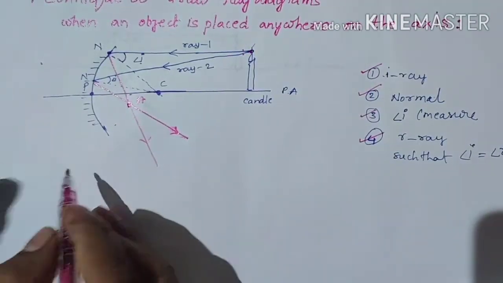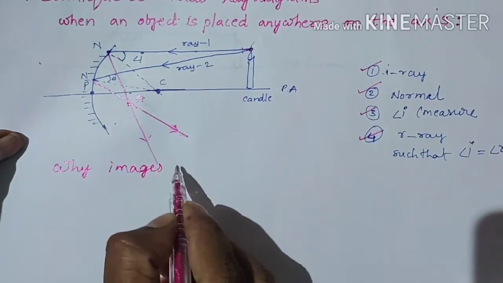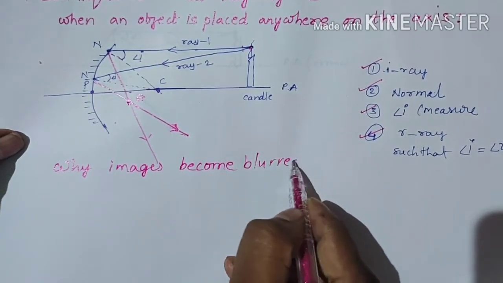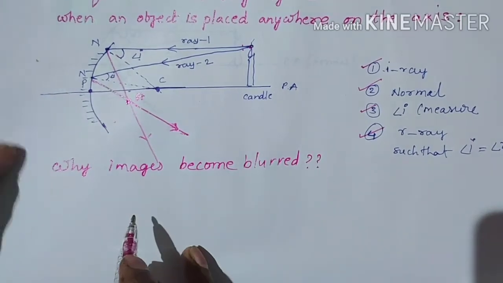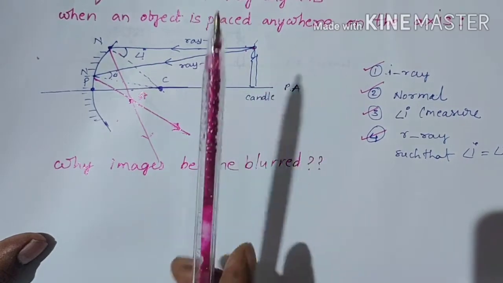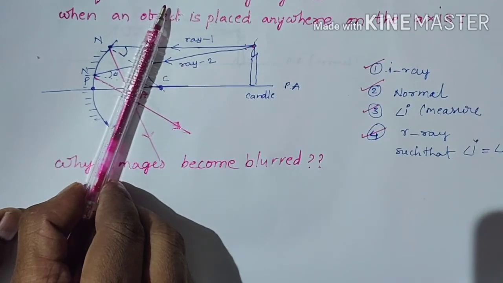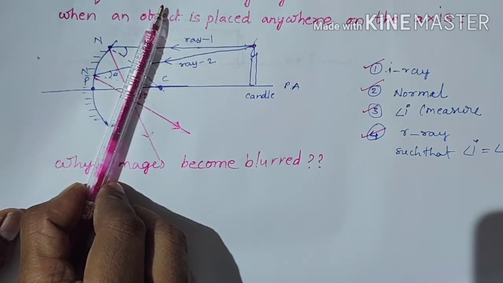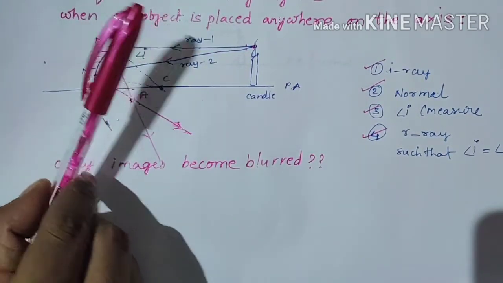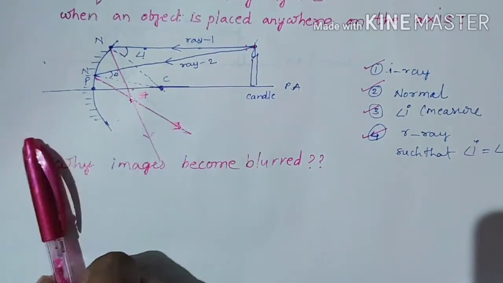Now why do images become blurred? When do we get blurred images? Here in this activity, if you place the screen at the point of intersection, that means at A, you will get a clear sharp image. If you place the screen before A or beyond A, you will get a blurred image.